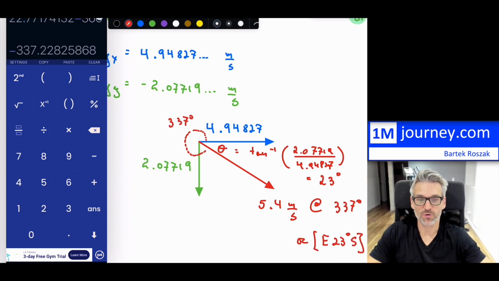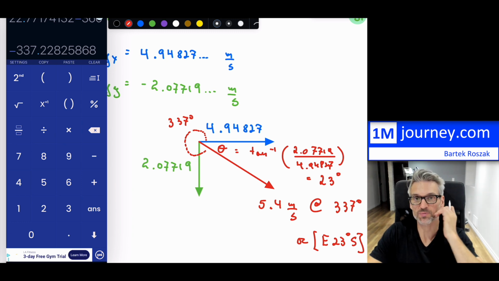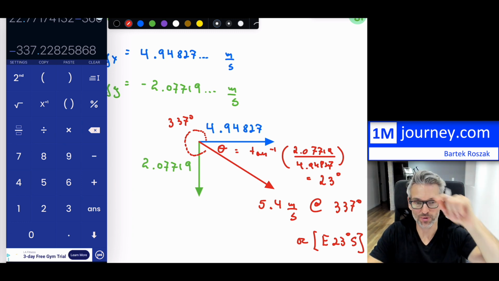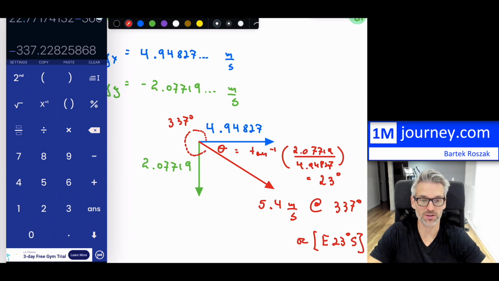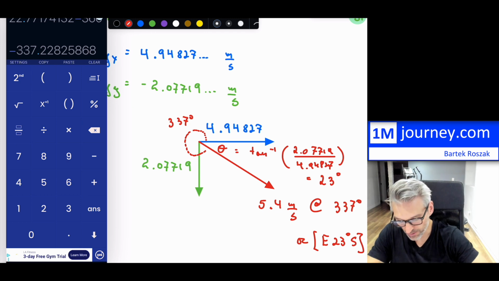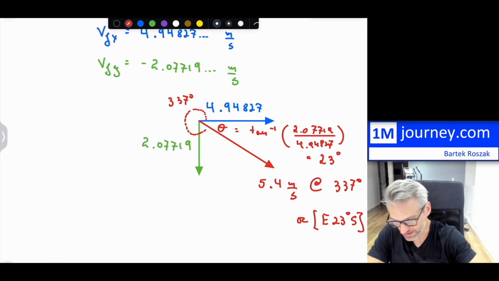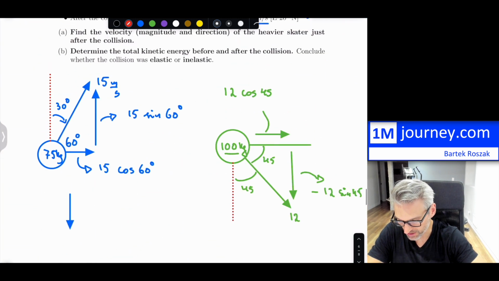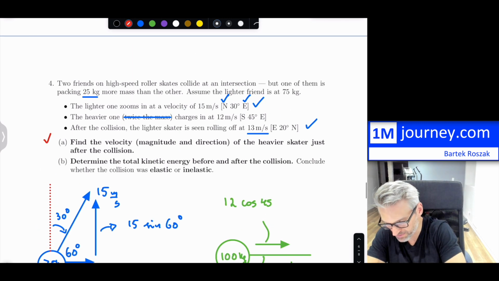That's the full computation, depending on how you want to write your angles or directions. So it's 5.4, and then 337 with respect to the 0, if you're going all the way around, or just 23 degrees, as you can see there. That would be the second last question. So that's question number 4, part A.